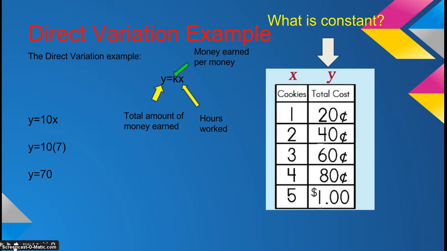Now the other example is on my left. Y is the total amount of money earned, k is the money earned per hour, and x is the hours worked, as you can see on the left.